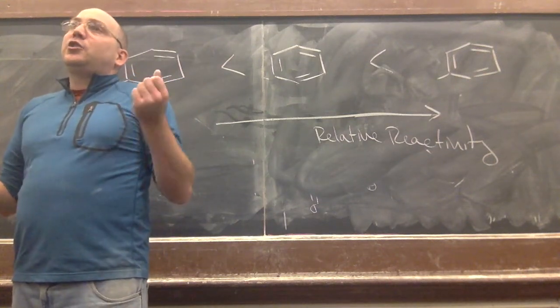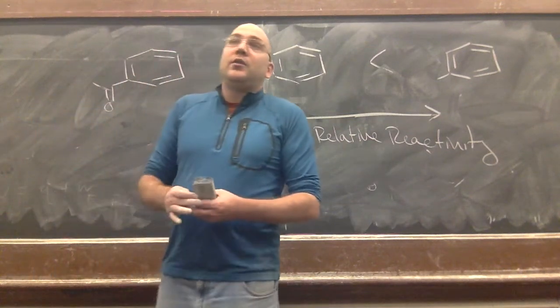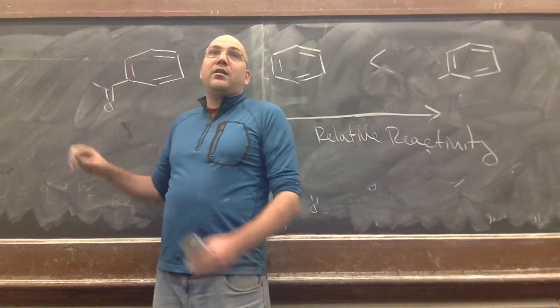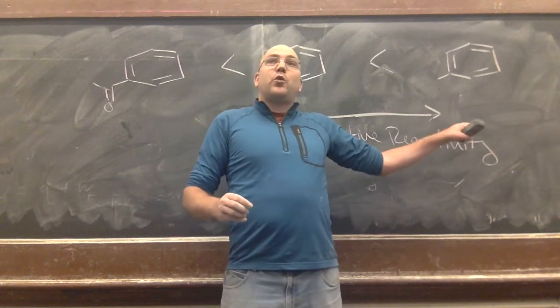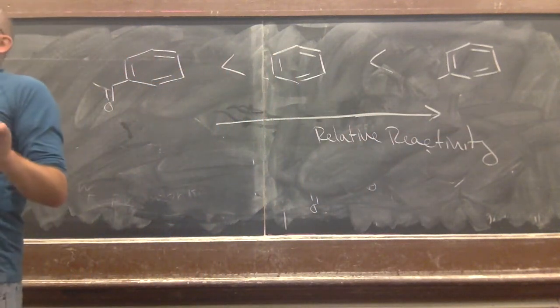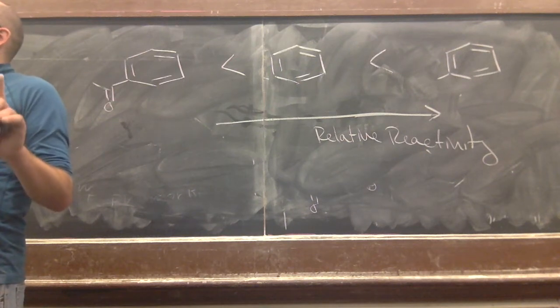The one tricky thing in this, and so in general, if you have a withdrawing group, it's going to be meta. If you have a donor group, it's going to be ortho-para. There's one slight caveat to that. Mark, were you going to say something?